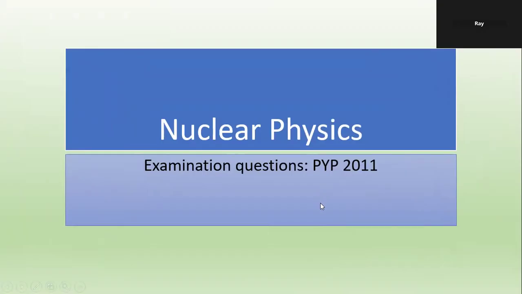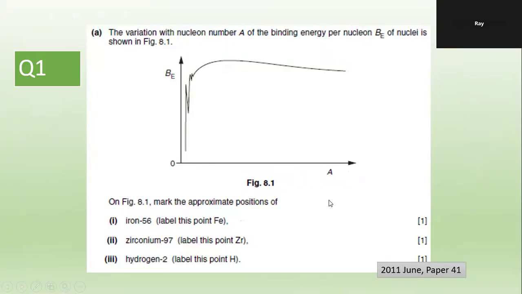Okay, this is question 2011. You must know how to read the graph, and where to put the variation with nucleon number A of the binding energy per nucleon shown in the figure. Mark the appropriate position of iron 56 at the top there. So zirconium is about 97, so about there.